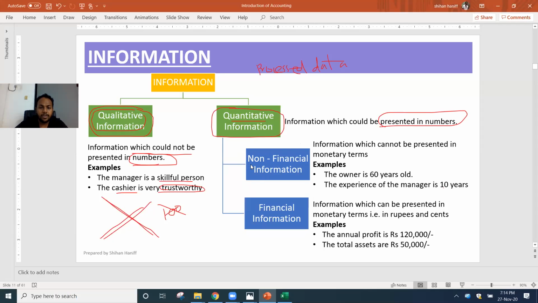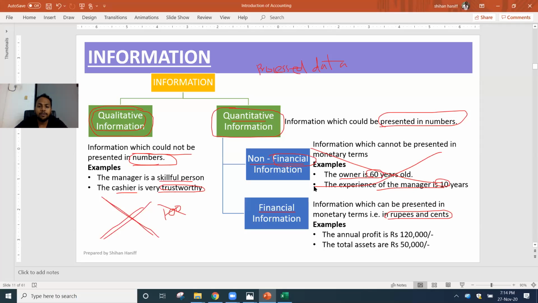Quantitative information is divided into two: non-financial and financial, even though you can provide both using numbers. For example, the owner is 60 years old. This is a number. The manager's experience is 10 years. But you don't provide this. Why? This is not financial. There is no rupee value, rupees and cents. So we don't provide non-financial information.